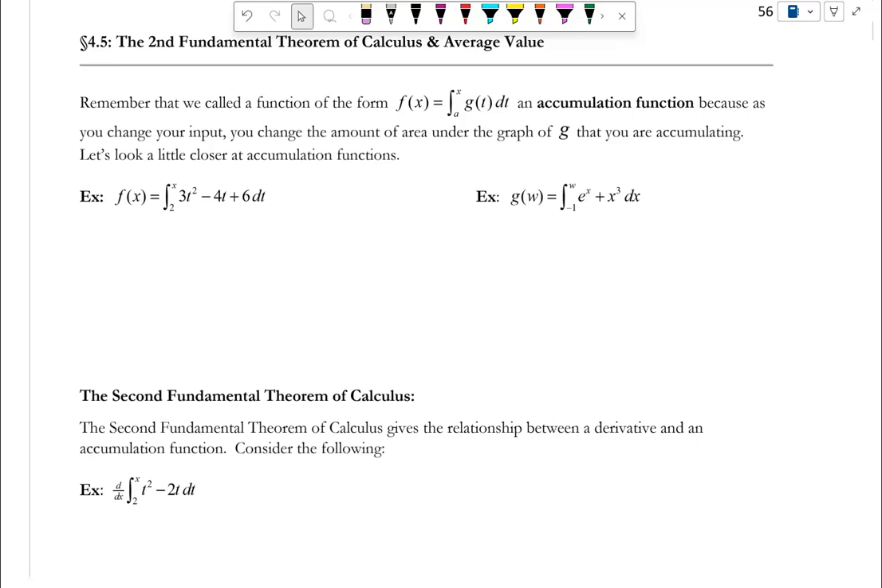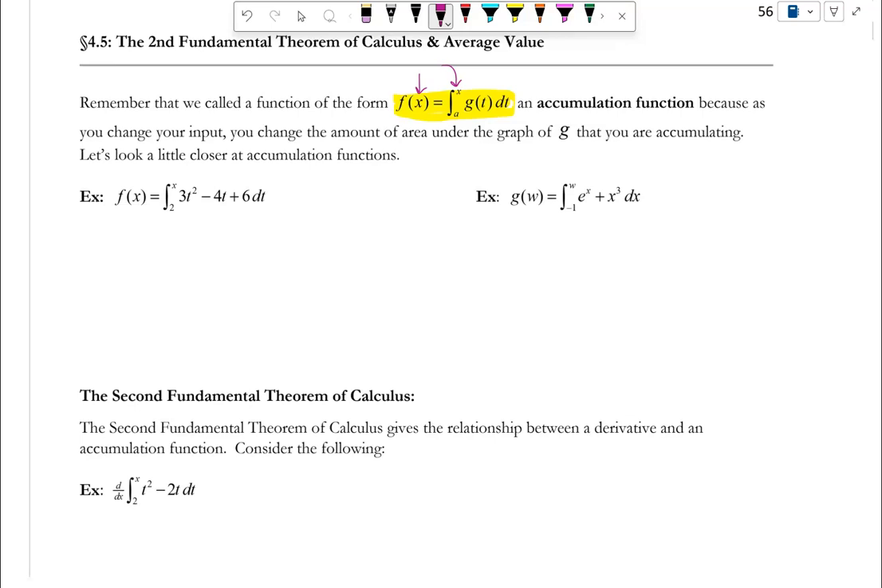So when we have a function in this form, remember this is called an accumulation function, because we can plug in different values of x, that's the input of our function, and that changes the amount of the area under the graph of g, or between g and the x-axis, that we are accumulating. Also recall that this x is the true variable of this function.